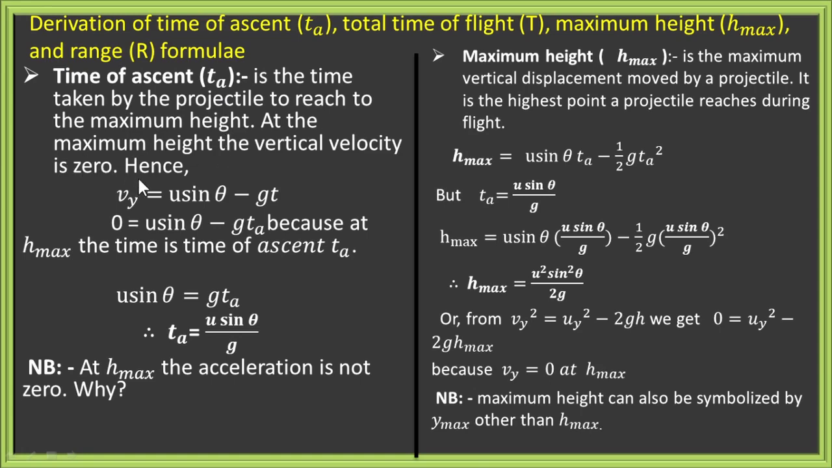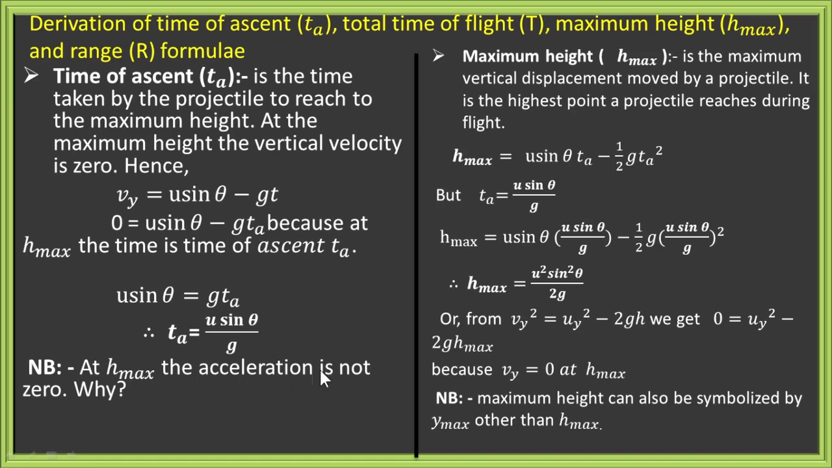You have seen it. Hence, Vy = u sin theta minus gt. When Vy is 0, the object reaches the maximum height, and hence 0 = u sin theta minus g times Ta. T is converted into Ta because the object has reached the maximum height, because at h max, the time is the time of ascent. U sin theta is equal to g times Ta. Ta is u sin theta over g. This is the time of ascent.